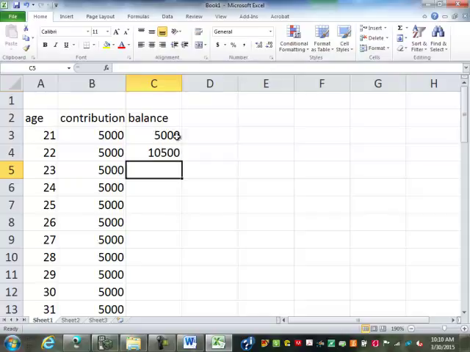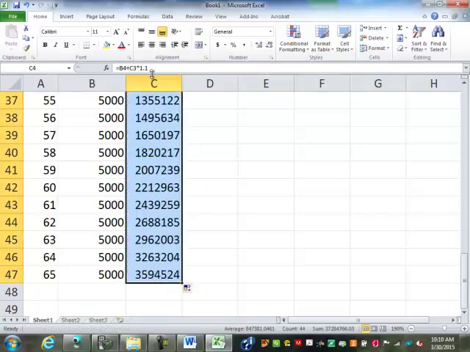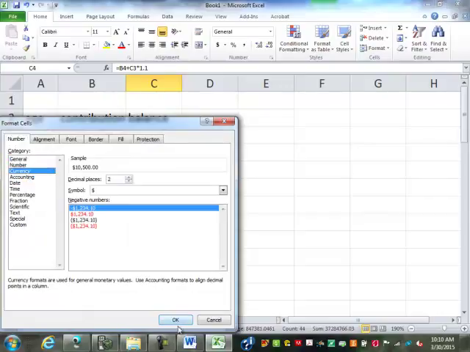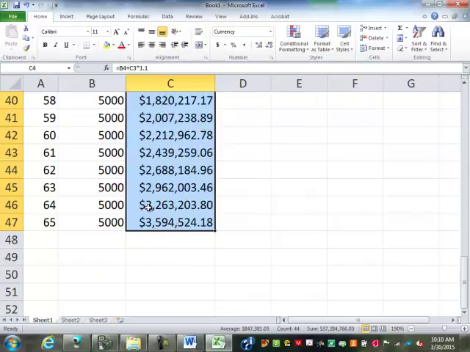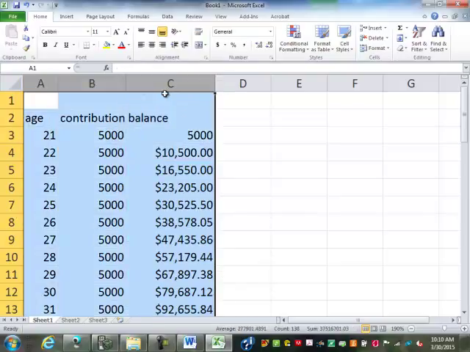Let's put in $5,000 a year contribution. We're going to stick with that 10%. Anybody want to guess? That comes up to about $3 million right there. $3.5 million to be exact.